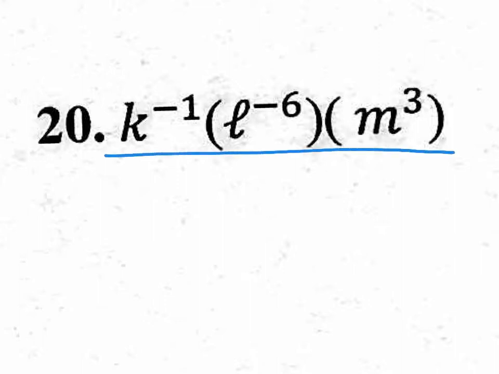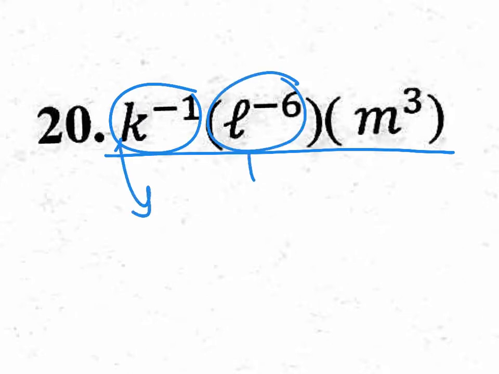So if there is no fraction, put a division bar, make it look like a fraction. This guy's going down, and it'll become k to the 1. This L is also going down, it's going to become L to the +6. What about the m? The m doesn't have a negative exponent, so that one has to stay up there.